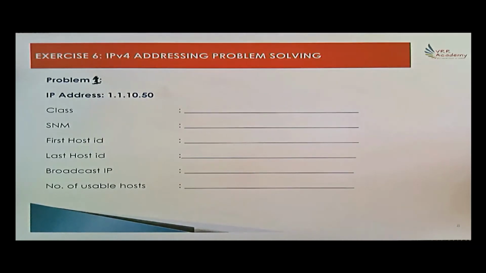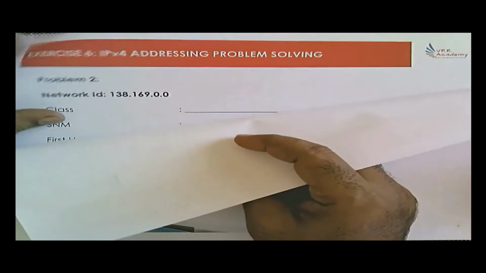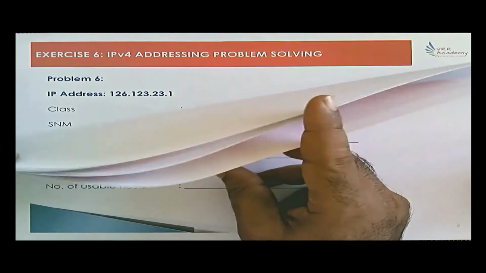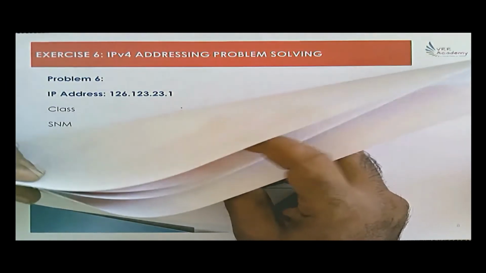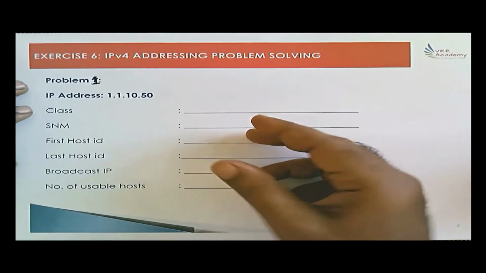Exercise number 6, IPv4 addressing problem solving. In this exercise, we are going to solve 6 different problems using the concepts we learned in the first 5 exercises. Whatever we learned, by using that we are going to solve these problems.